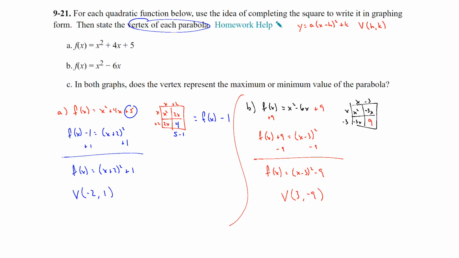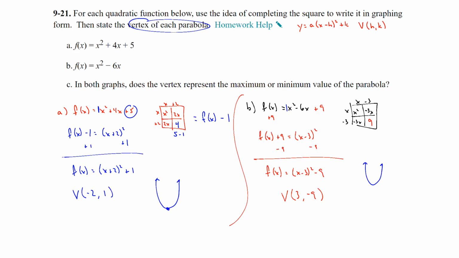On part C, it says, in both graphs, does the vertex represent the max or the min value of the parabola? Well, how do the graphs open up? Okay, and so how do we tell that? Well, when this value right here is positive, the graph will open up. And so both of these have a positive 1. So the graph is going to open up.